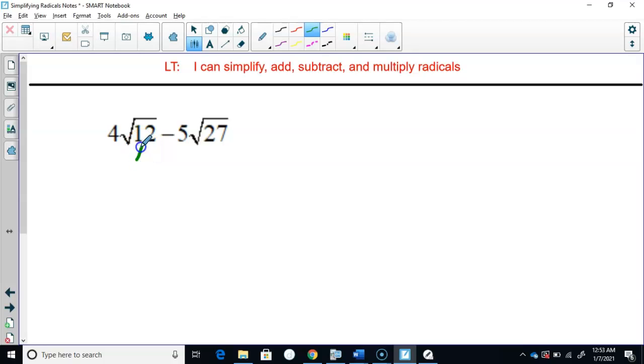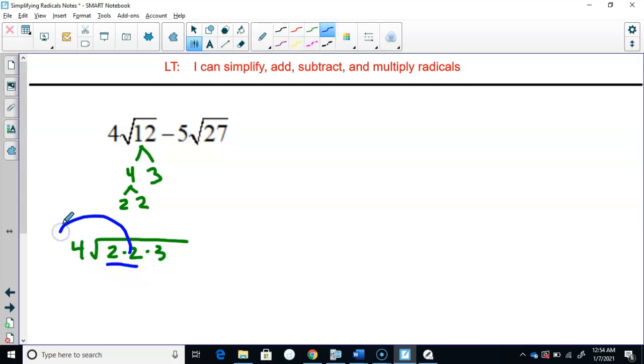So the square root of 12, let's simplify that. That's the square root of 4 times the square root of 3. 4 is 2 times 2. I have prime factored it now, and so I have 4 on the outside times 2 times 2 times 3. I have one pair of 2. I'm going to take that one pair of 2 out. So I take 1 2 out. This goes away.